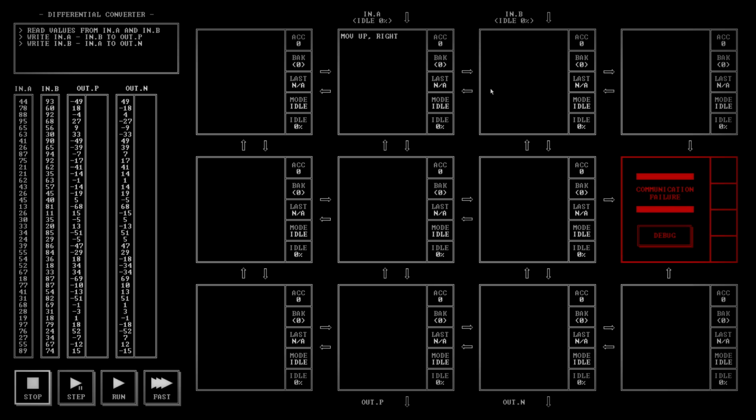So I'm going to need to record this, so I'm going to move up to the register. I am then going to subtract what's coming in from the left.